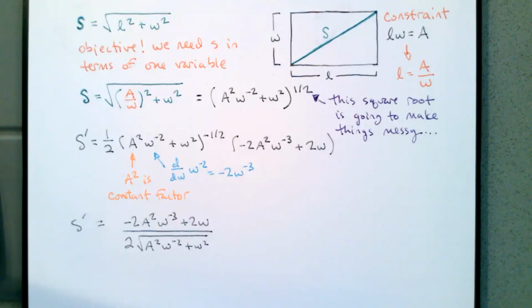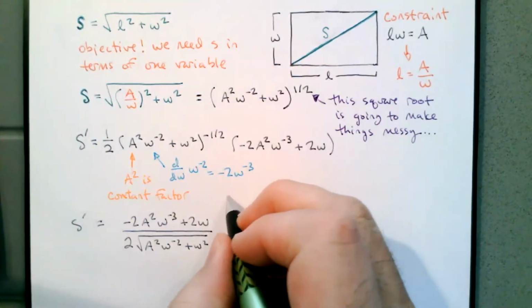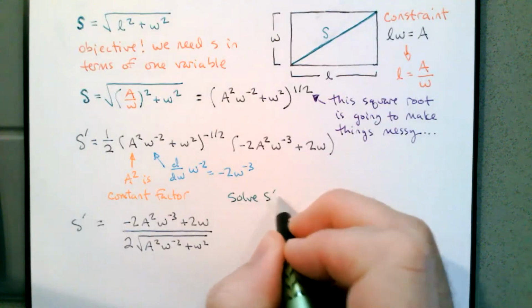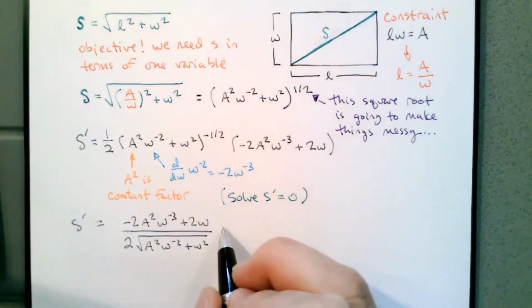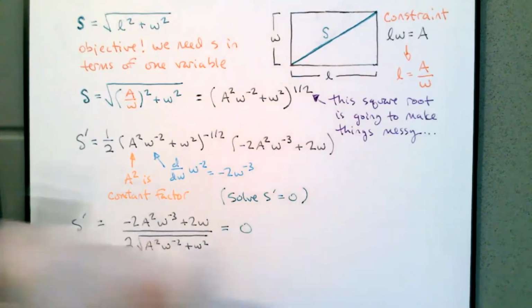Now let's take this derivative, set it equal to 0 and solve. Remember, we're looking for W. Once we have W, we can figure out what L is supposed to be. And then we'll be able to figure out what kind of rectangles we're dealing with, even though secretly we know it's going to be a square. So to optimize the function, we solve S prime equals 0. So remember, our goal is to solve S prime equals 0. So I'm going to set S prime equal to 0, and then we're going to solve.